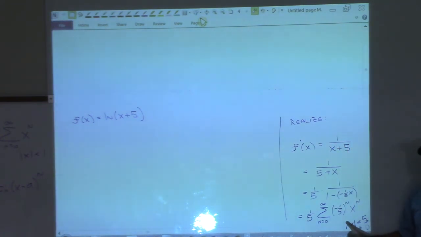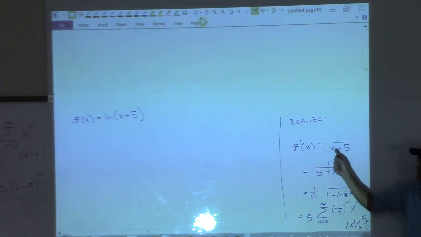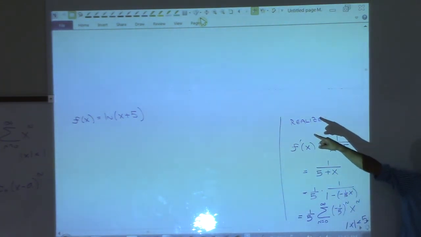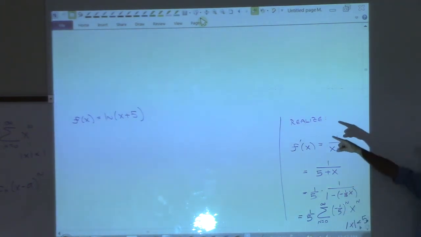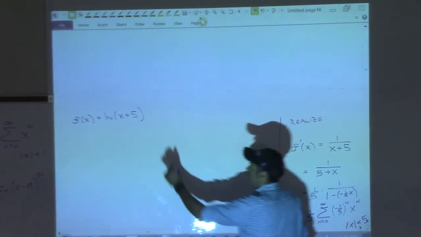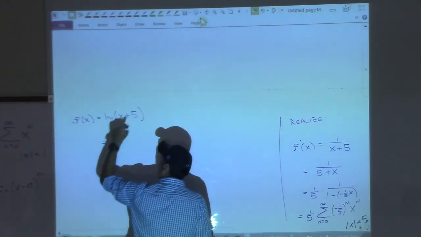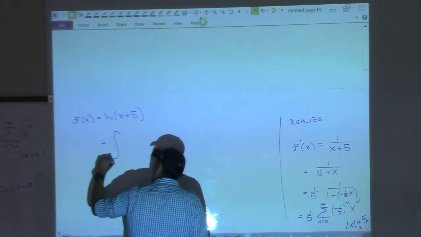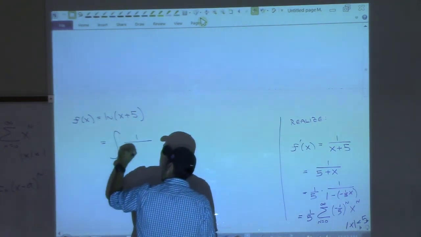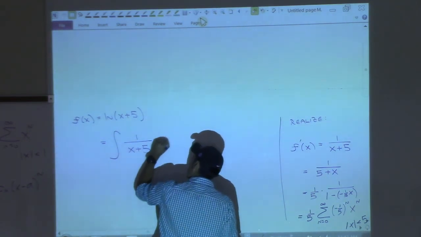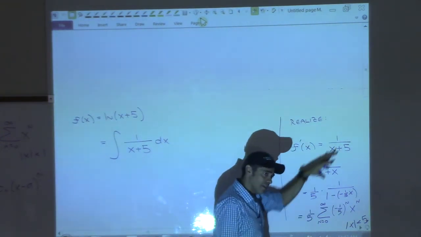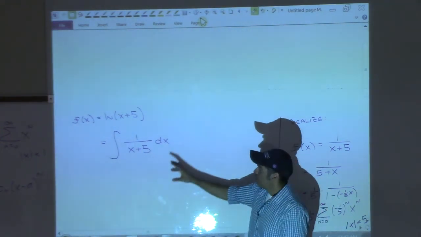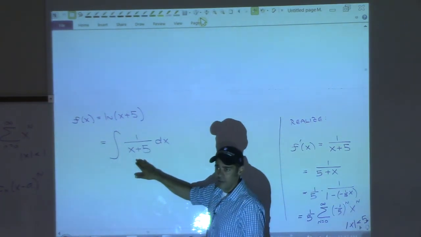So take the antiderivative of this, right? The antiderivative of this is that. So I just need to take the antiderivative of that power series, and I will get back that. I'm going to write it this way. This up here is the antiderivative of 1 over x plus 5, which is what you said. I just did this to help illustrate how we get to the power series.